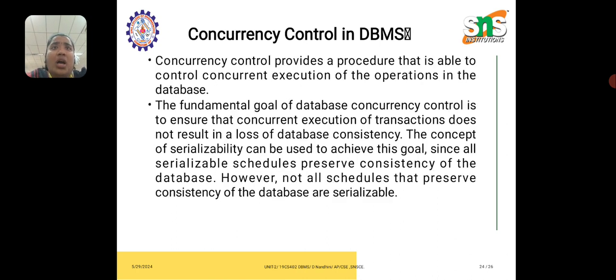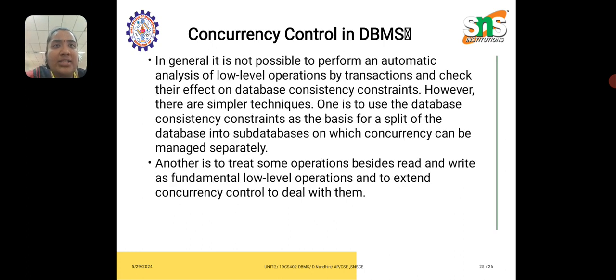Next one will be, in general it is not possible to perform an automatic analysis of low level operations because this transaction gets a check-up of database consistency control. Fundamental low level operations are to be extended by concurrency control to deal with them, which treats some operations as basics. Next one will be a basis for a split of the database into sub databases on which concurrency can be managed separately. Next one, with the help of this, the concurrency control problem has been derived.